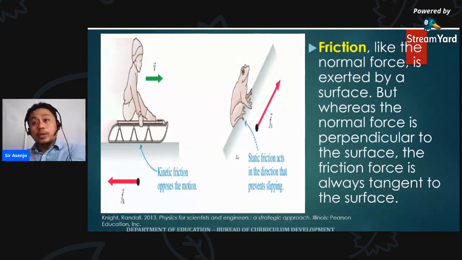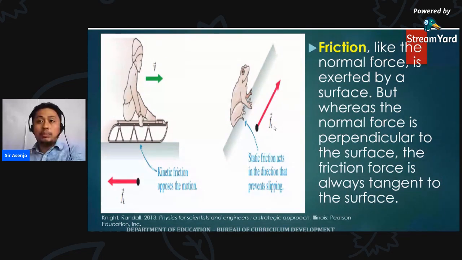Here, another type of friction is static. Static friction acts in a direction that prevents slipping. We have the frog on a slope, but the frog is not slipping down. So what is the direction of the static friction? The static friction acts in the direction that prevents slipping. So what direction prevents slipping? It should be going up. Going up. Again, our dot here represents the frog, and the arrow represents the static friction.